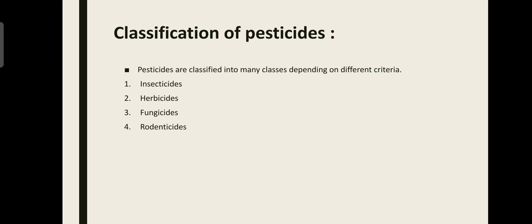The classification of pesticides. Pesticides are classified into many classes depending on different criteria. Today we are learning four of them. Number 1 insecticides, number 2 herbicides, number 3 fungicides, number 4 rodenticides.